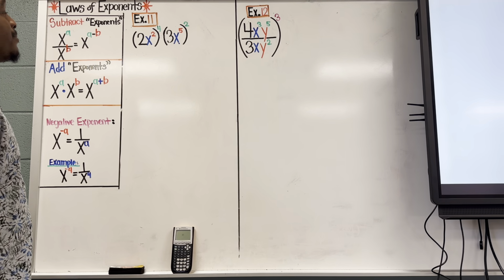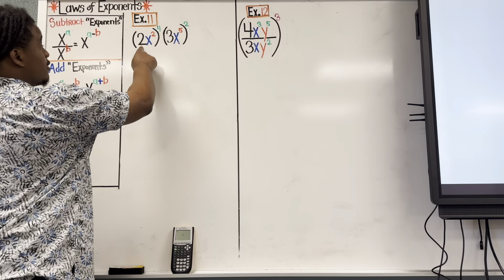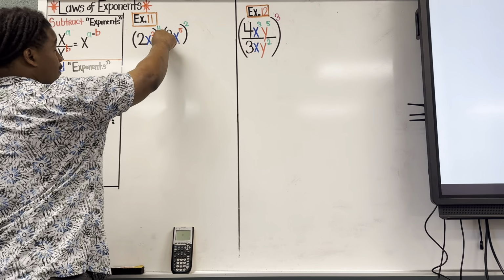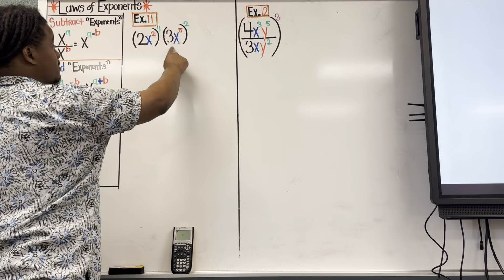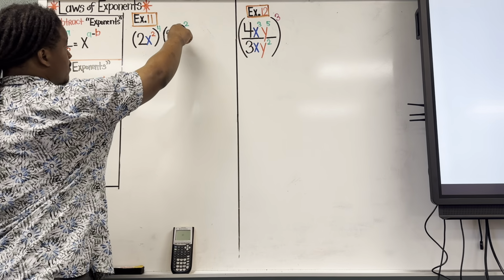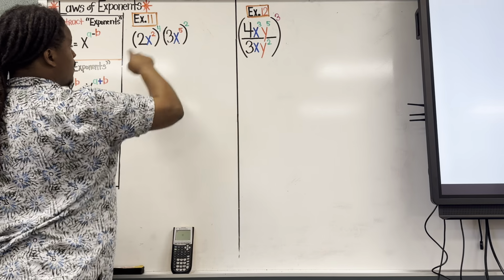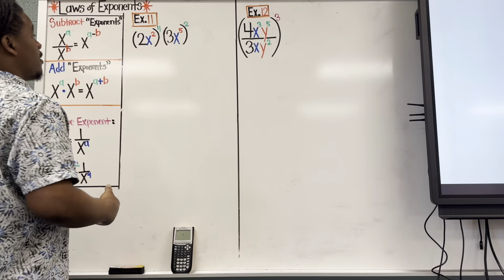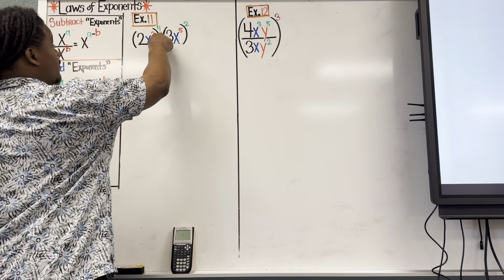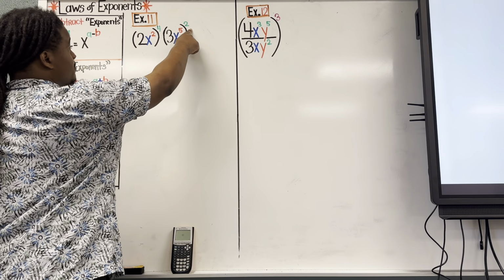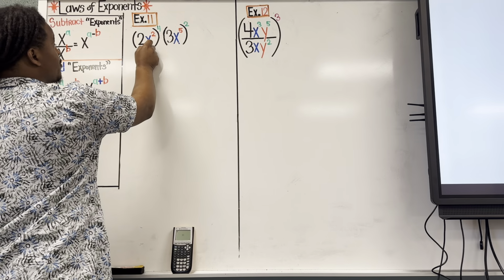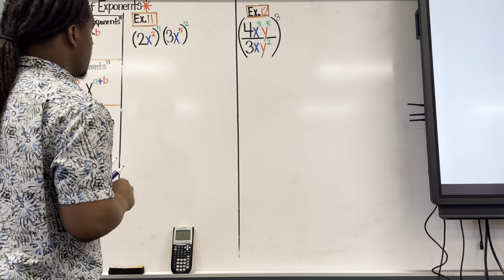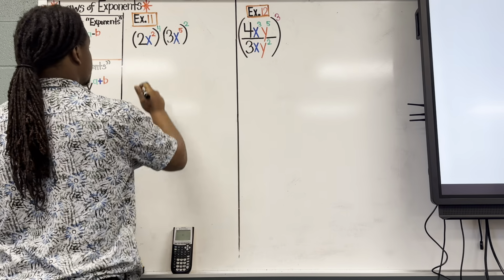So now in example 11, guys, we have (2x^2)^4 times (3x^5)^2. If you notice, unlike the previous examples, we have exponents on the outside of the parentheses, meaning that everything within the parentheses is also going to be to the power of 4. Here's how we're going to do that.